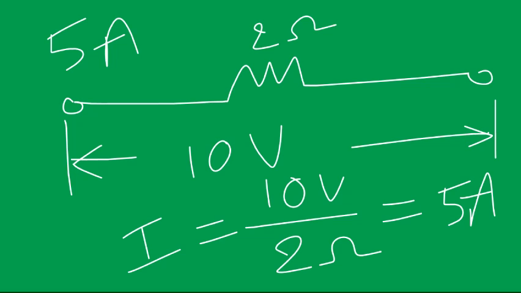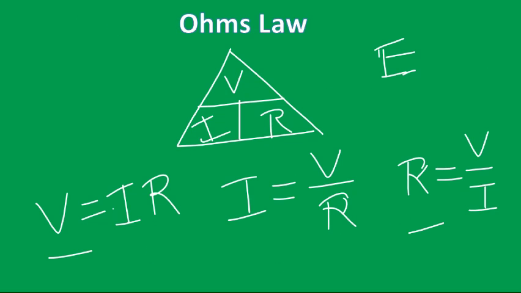Very simple. In the next videos we are going to learn about series and parallel resistances, and how the voltage and current behave in series and parallel. But always remember one thing: current is a physical quantity, whereas voltage is nothing but the electrical pressure.